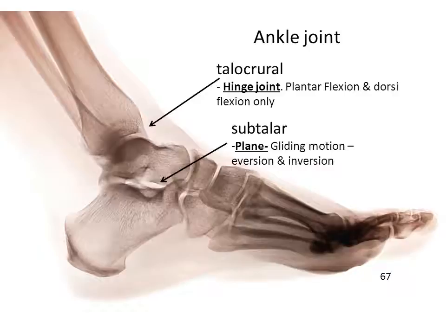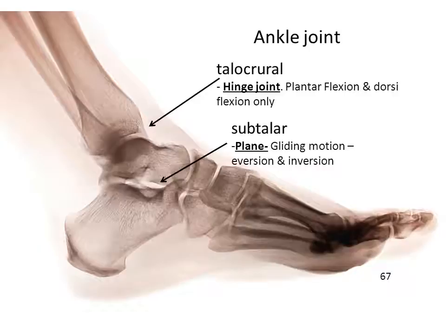The joint at the top allows you to point and flex your foot, so turn your toe down, plantar flexion, and bring it up. There's also a joint between the talus, that bone in the middle, and the calcaneus, your great big heel bone. This is called a synovial plane joint that allows you to do inversion and eversion, moving the foot from side to side. So pointing your toes down and up comes from the upper joint, and turning your foot side to side comes from the lower joint.